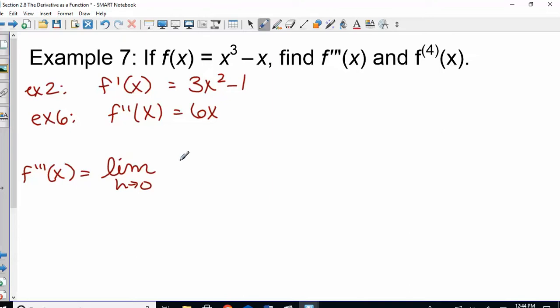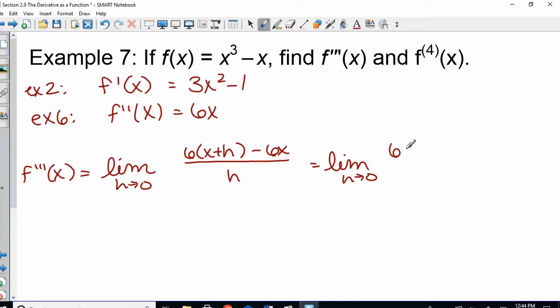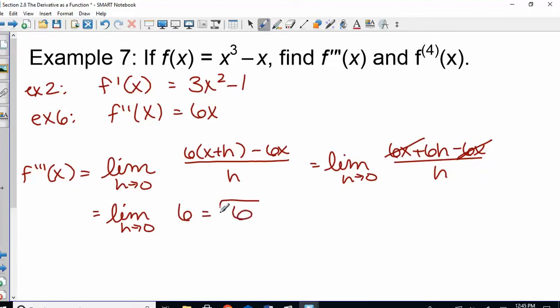So limit as h approaches 0, f of x plus h minus f of x all over h. So the 6x's cancel. 6h divided by h is 6, and we just get then a derivative of 6. So the fourth.